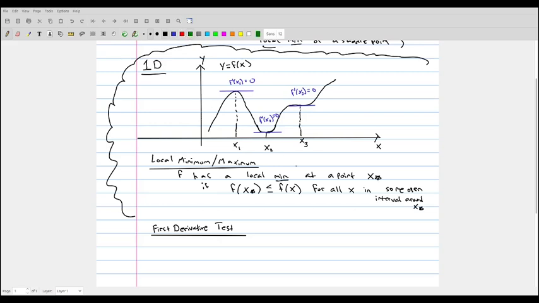So in this example, x2 right here is a local minimum. If you take any open interval that's small enough around x2, we'll say x2 plus delta is the upper bound of this interval, and x2 minus delta is the lower bound of this interval.